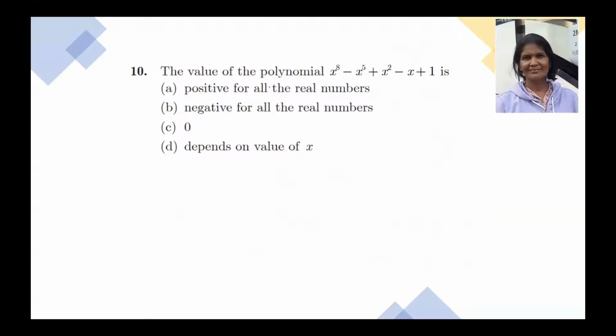Question number 10. The value of the polynomial x to the power 8 minus x to the power 5 minus x square minus x plus 1 is positive for all the real numbers, negative for all the real numbers, 0, or depends on the value of x. So all the real numbers means what? X can be positive, x can also be negative.